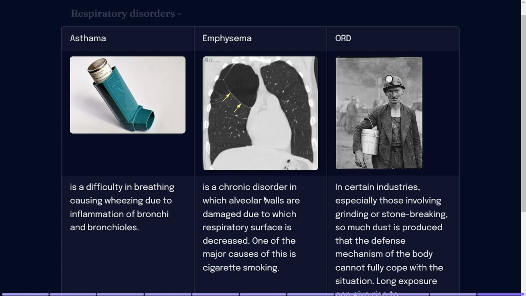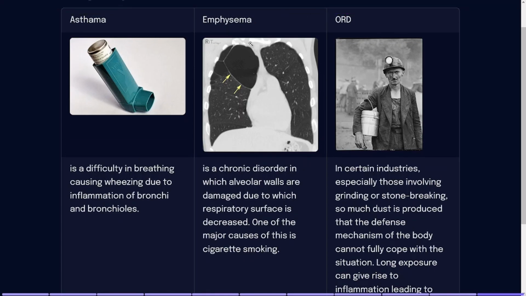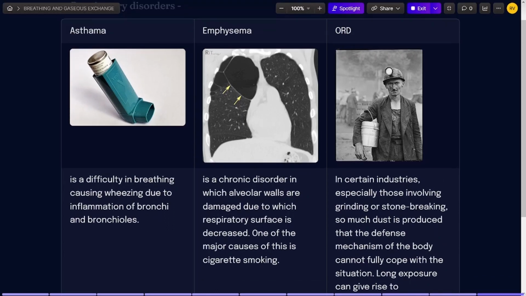Next, there is emphysema, which is a chronic disorder in which alveolar walls are damaged. As you can make out, since alveolar walls are damaged, the respiratory surface is decreased. You must already know that cigarette smoking etc. causes alveolar walls to get damaged. Hence, this causes emphysema. Next is occupational respiratory disorders.